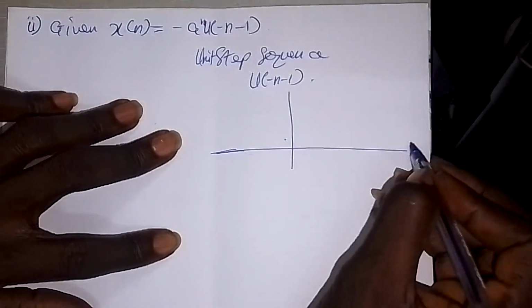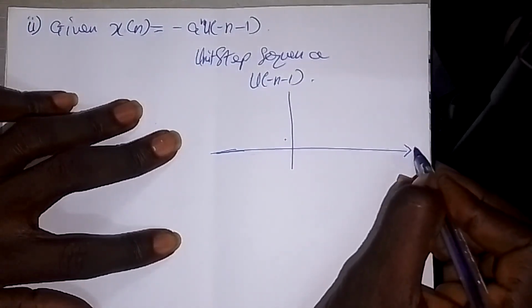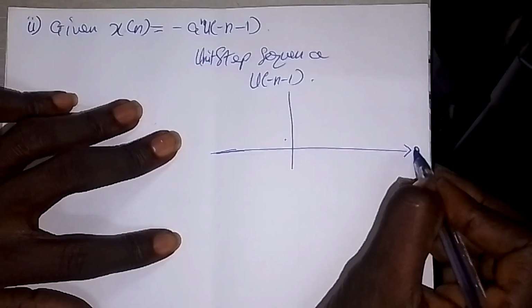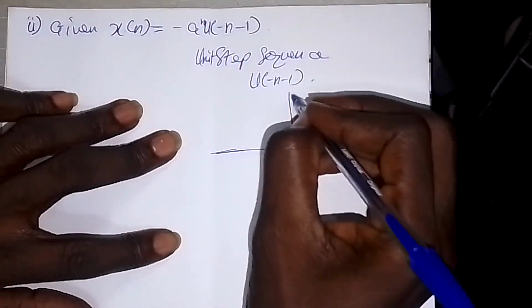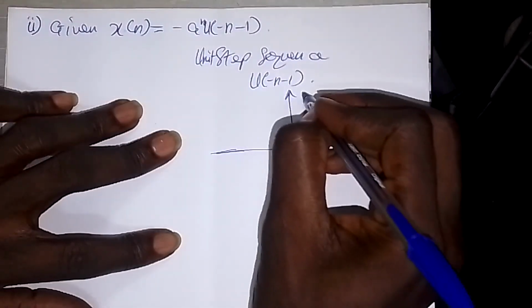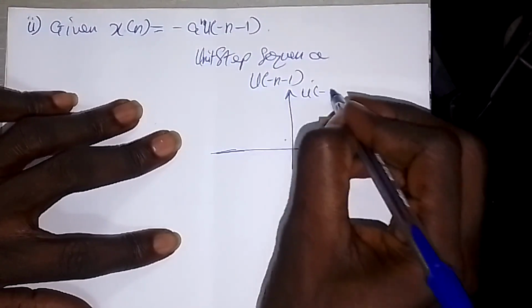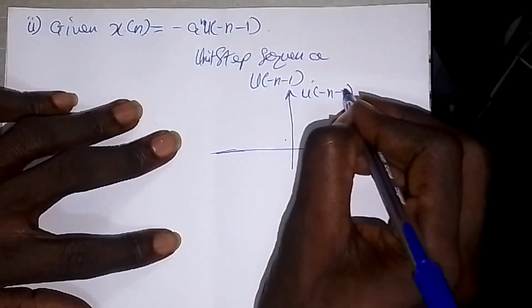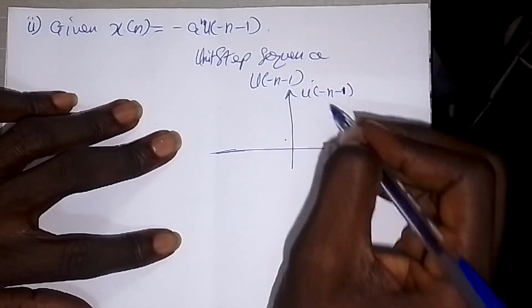But n equal to 1 here will not start at the positive, it will start at the negative. This axis is called n, and here you have u of minus n minus 1 on the y-axis, which is the amplitude.